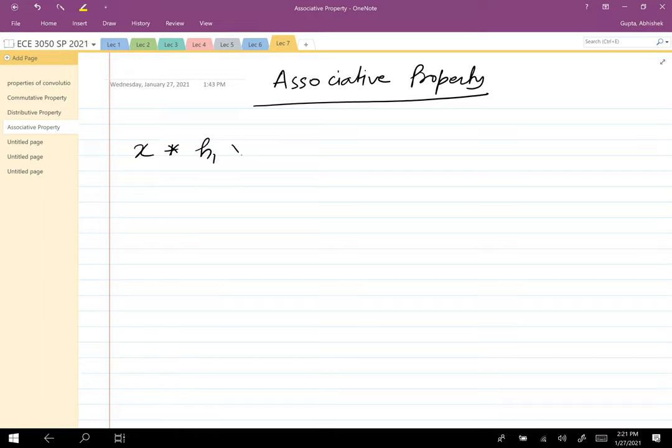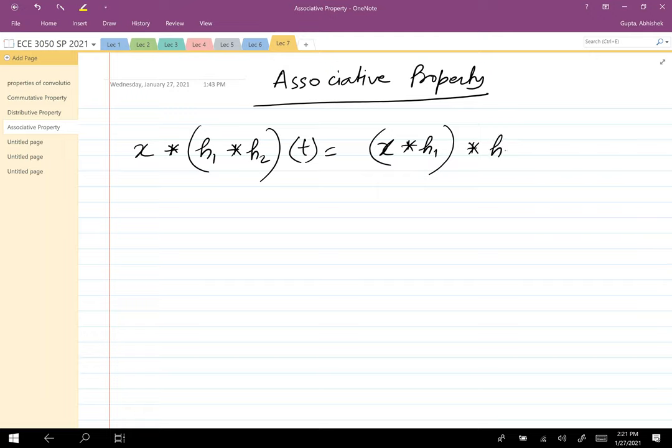But what this says is, let's say I have two systems and I convolve their impulse responses, H1 cross H2, and then I convolve it with X. This is the same as if I convolve the input with the first system's impulse response and then convolve it with the second system's impulse response. So the two quantities are exactly equal. This is known as the associative property of convolution.